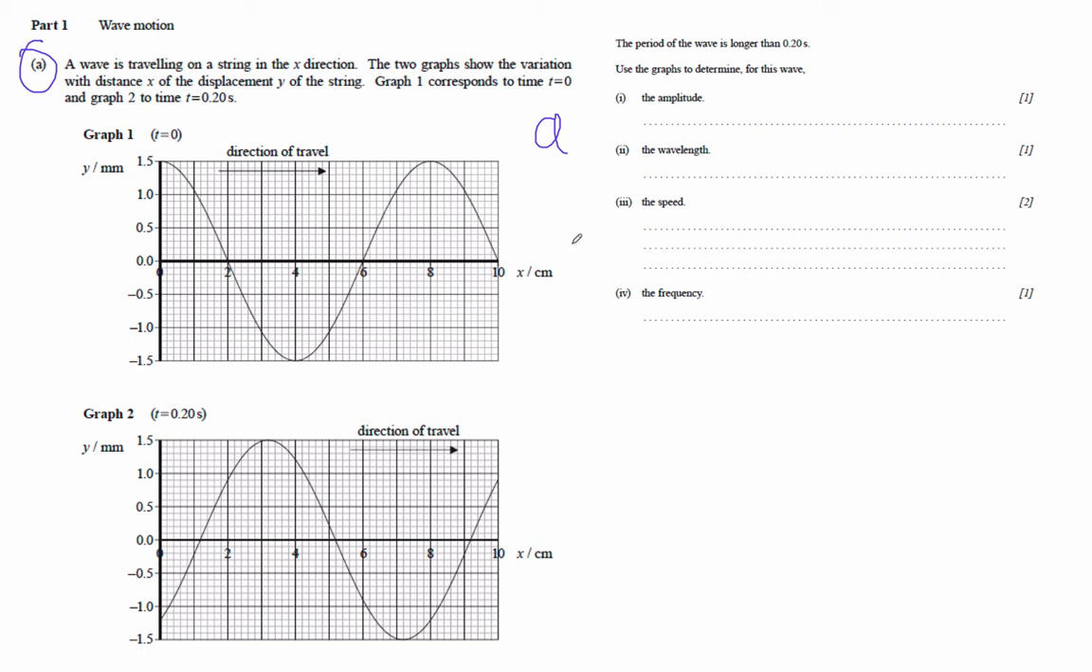This is an exercise in basic graph reading, but there are a little bit of tricky parts to this. So let's look at this, right? This is what the wave looks like on the string at time 0, and then 2/10 of a second later, of course, this peak has moved from here to here, right? Okay, so what's the amplitude?